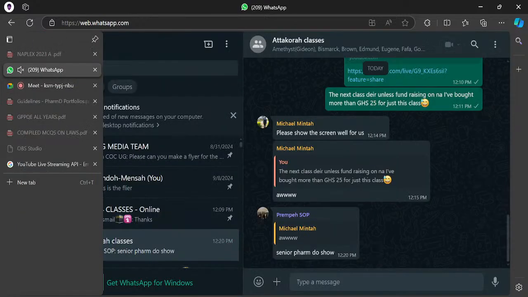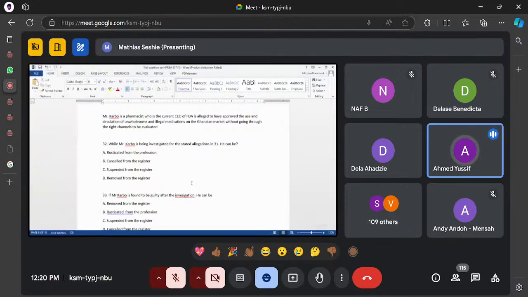Because he didn't do his job, he is found guilty of professional misconduct. It's in relation to his job, so it's professional misconduct. Because of that, he may not be found culpable and all that. So whilst he's being investigated, he can be suspended from the register. Okay, let's move on.